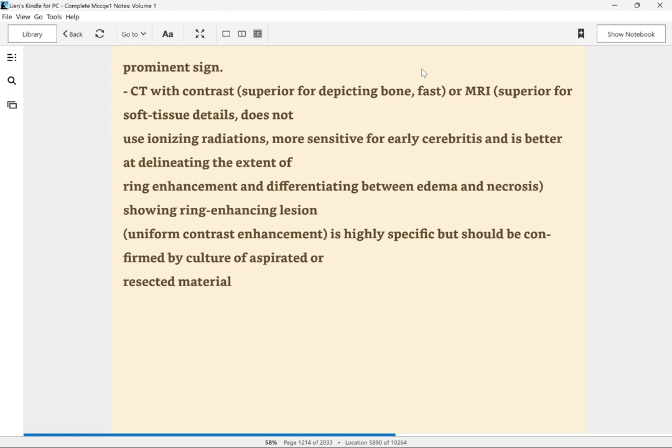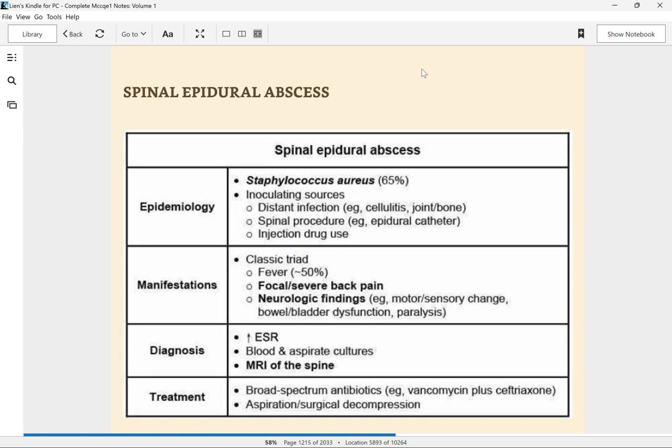CT with contrast, superior for depicting bone, fast, or MRI, superior for soft tissue details, does not use ionizing radiation, more sensitive for early cerebritis and is better at delineating the extent of ring enhancement and differentiating between edema and necrosis, showing a ring enhancing lesion. Uniform contrast enhancement is highly specific but should be confirmed by culture of aspirated or resected material. Spinal epidural abscess.